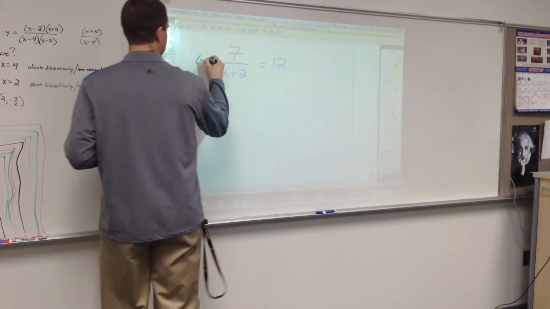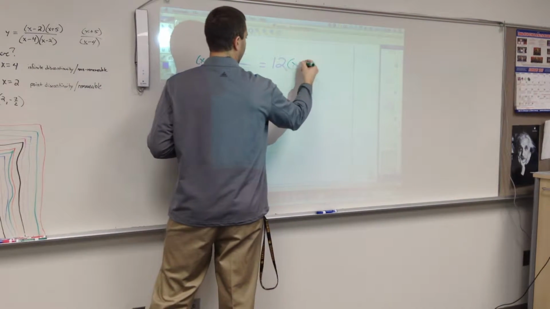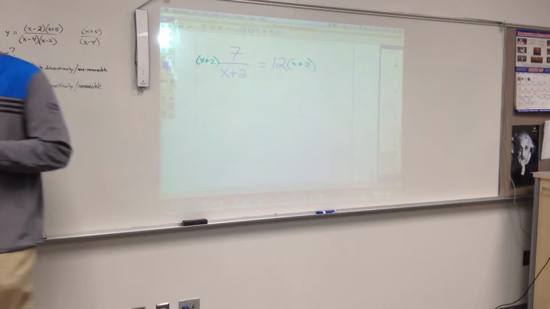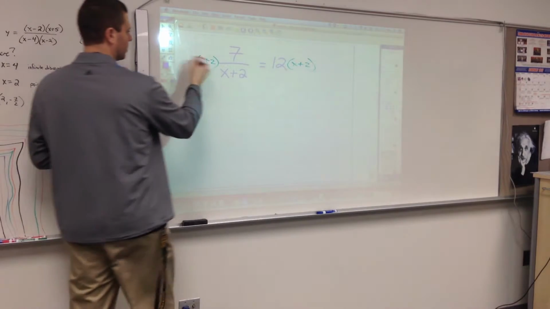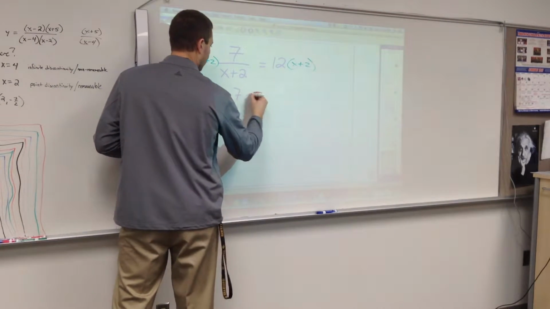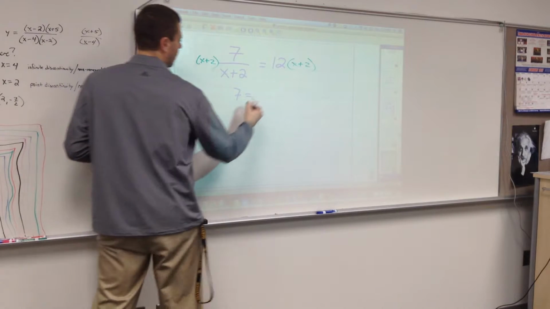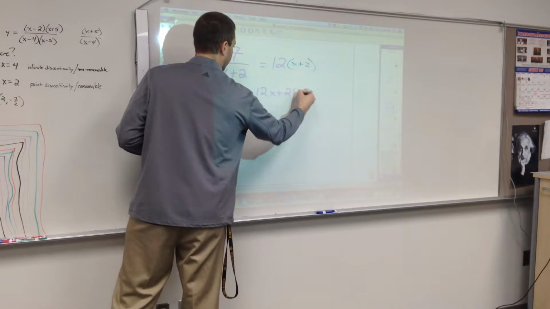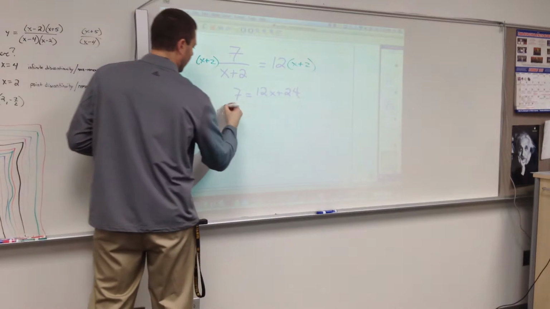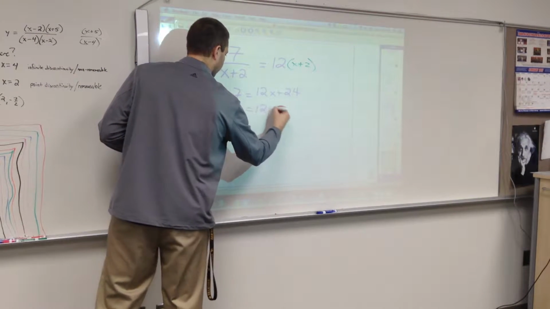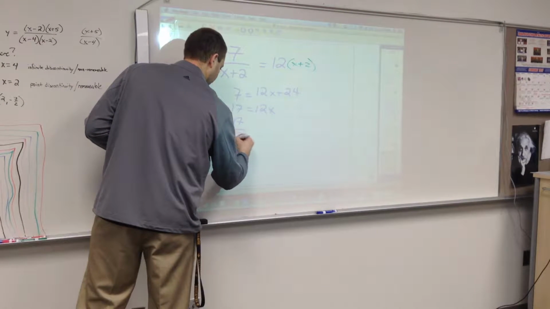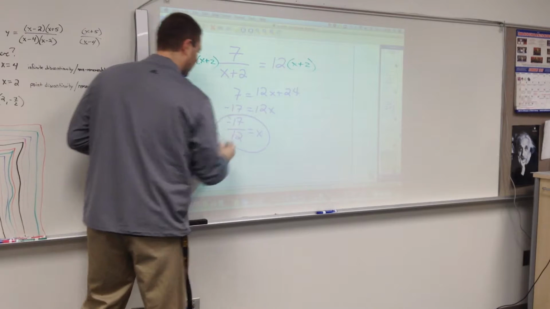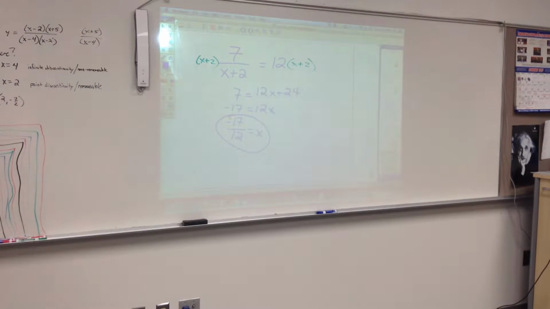What do you think we need to do to both sides? Multiply both sides by x plus 2. When I multiply both sides by x plus 2, what happens to the left side? It's just 7. It cancels out, right? The x plus 2 would cancel that x plus 2. You'd have 7 equals 12x plus 24. Subtract 24 from both sides. You get negative 17 equals 12x. Divide both sides by 12, and I don't feel like getting out a calculator, so a nice reduced improper fraction is perfectly fine with me. Negative 17/12 would be my value for x.